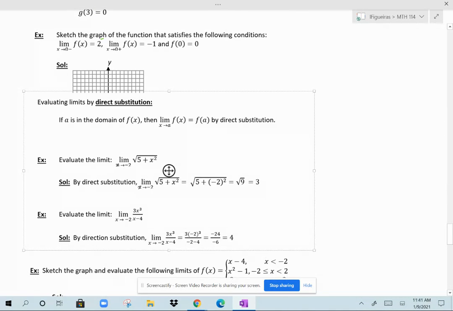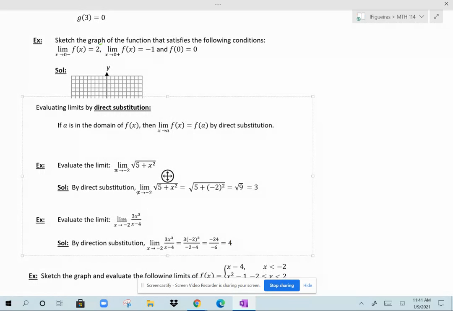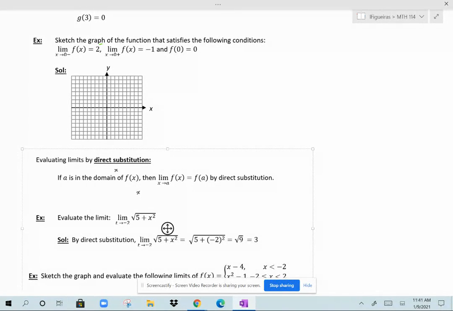Okay, so let's move on to the next example. We want to sketch the graph of the function that satisfies the following conditions. So we do not have a graph here. We need to sketch it based on the conditions that are given. We want to show a graph where the limit as x approaches 0 from the left is equal to 2, from the right equals -1, and f of 0 equals 0. Right, so the only point we know for sure is that we have a solid point at the origin. When x is 0, y is 0, so we have a solid point.